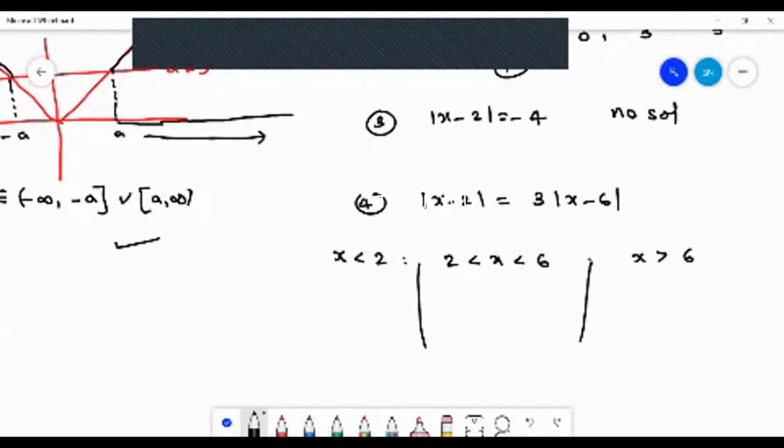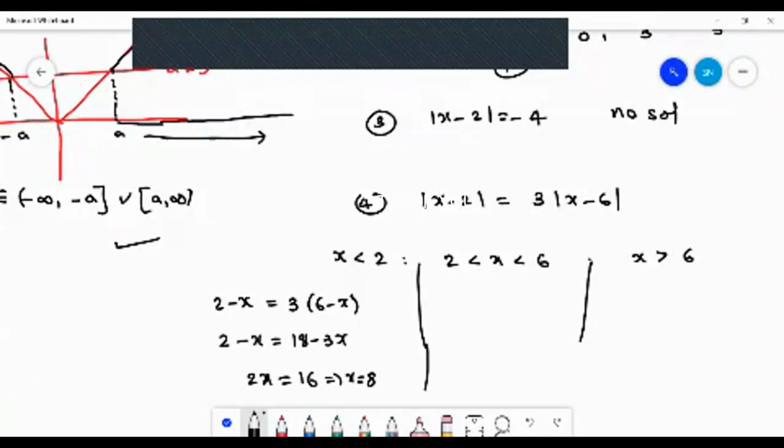When you take the first case, x is less than 2, x minus 2 is negative, so x minus 6 is also negative. Then according to the definition, this is minus of x minus 2, which is 2 minus x, which is equal to 3 times 6 minus x. So 2 minus x is equal to 18 minus 3x. That is 2x is equal to 16. That means x is equal to 8.